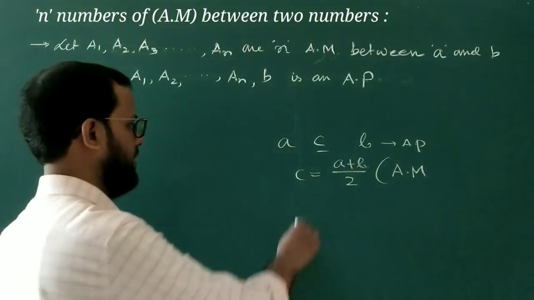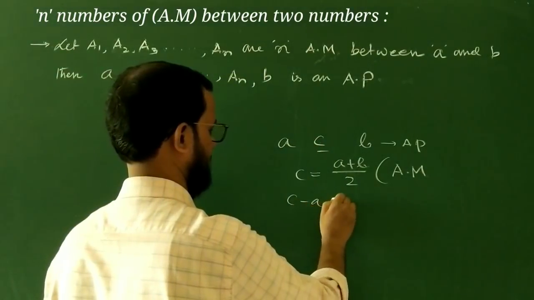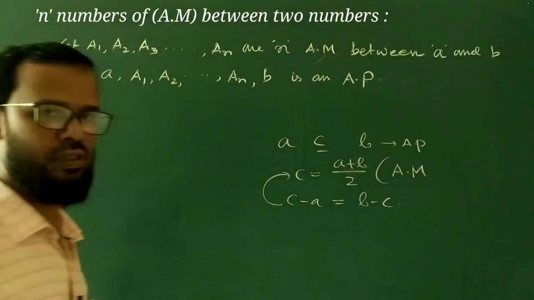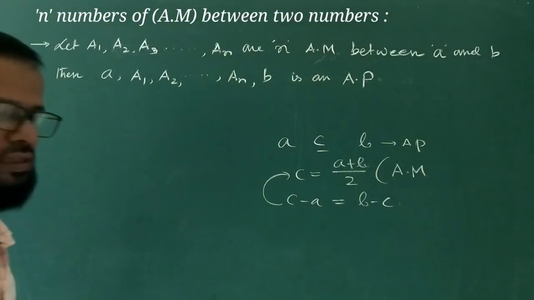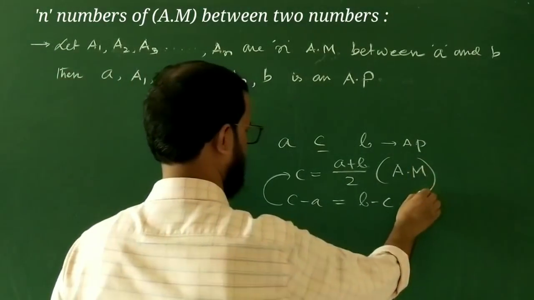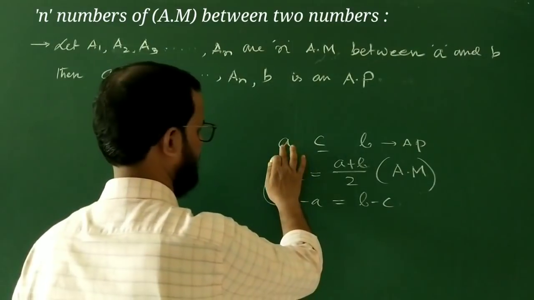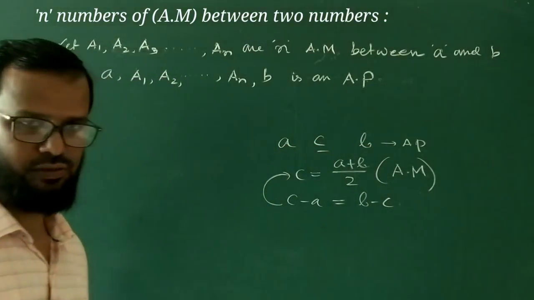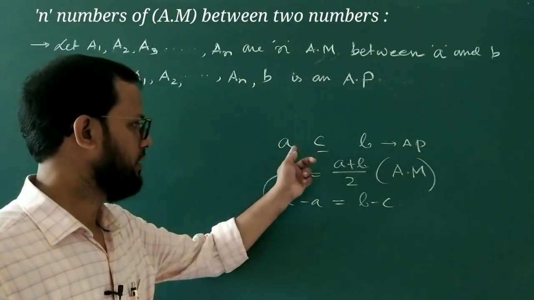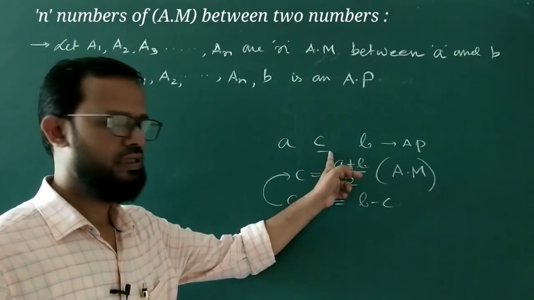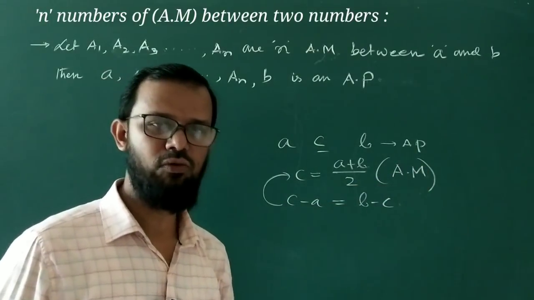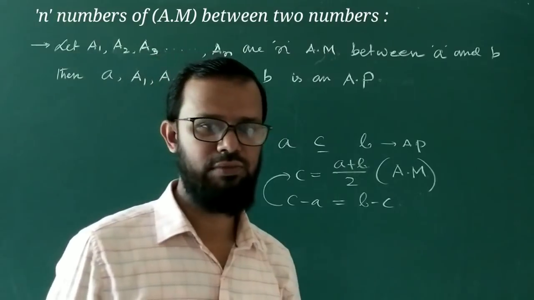So what happens? C minus A equals B minus C, and from here we can get this particular result. Now if between A and B you insert more than one number such that it creates an AP, then whatever numbers you insert, all those numbers are also called arithmetic means.